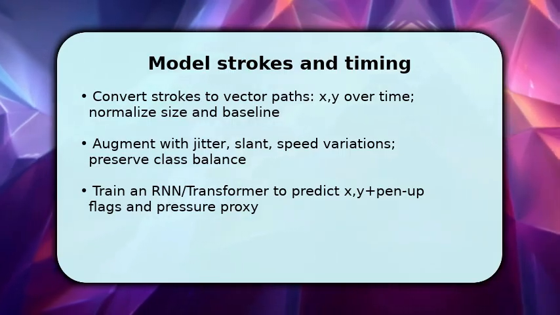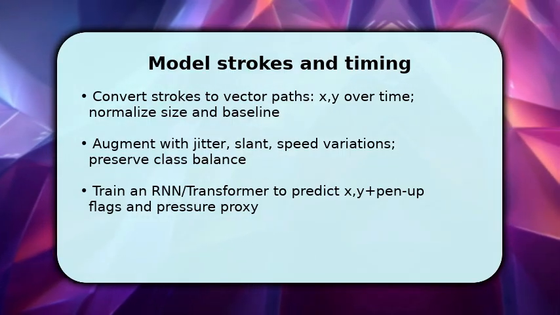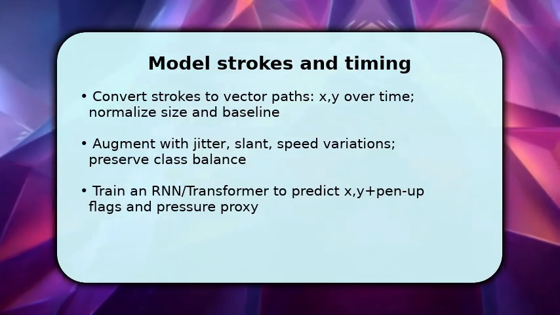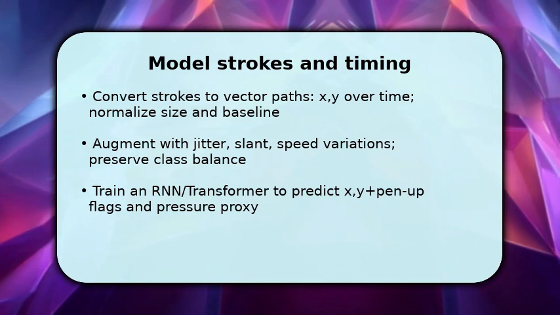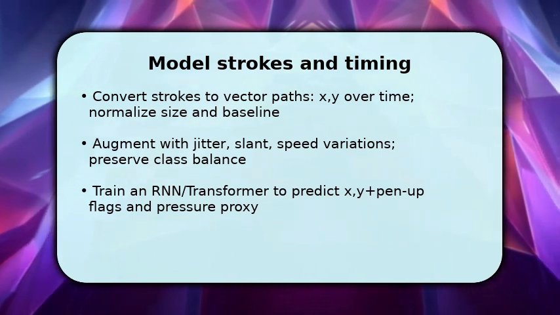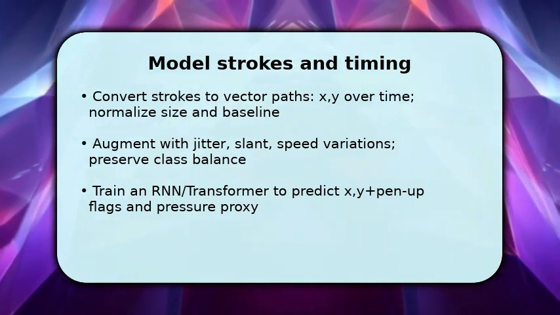Train a sequence model, an RNN or transformer, to predict X, Y positions plus pen-up/pen-down flags, and a pressure proxy. This combination simulates the how and why of real handwriting dynamics.